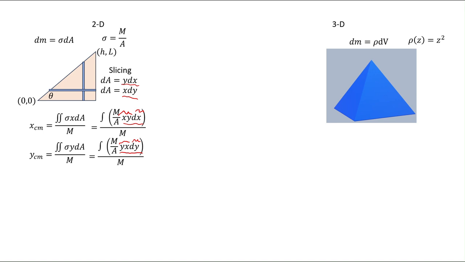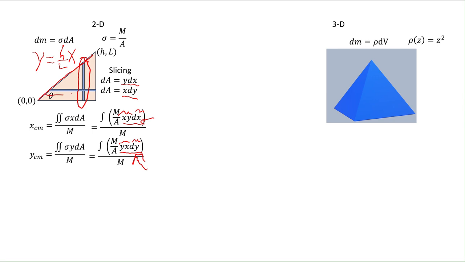So let's just look at our vertical slices. My vertical slices here certainly have a width dx, and what is the y value? Well, look. The y value is whatever the top of the triangle is. This is just a straight line whose formula is y equals h over L times x. That's the equation of that line. That means that I can just substitute that in. It's really not a big deal.